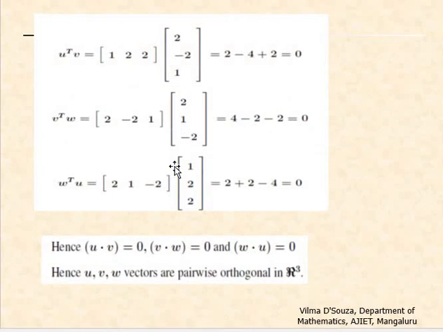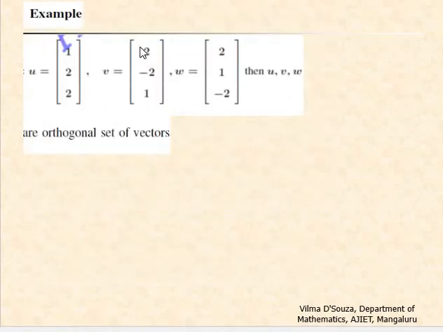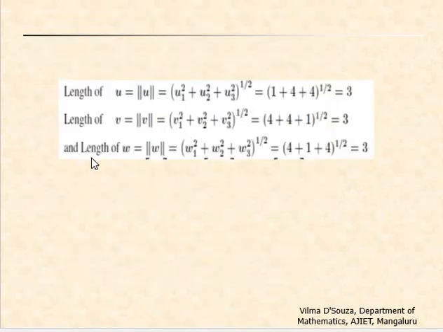And what is the length of vector v? Again root of 2 square plus minus 2 square plus 1 square. That is again equal to root 9, which is equal to 3. And you can verify the length of w is also equal to 3.